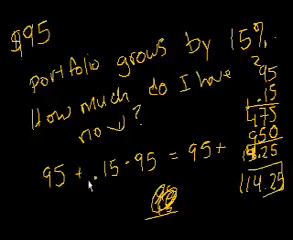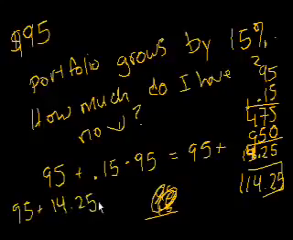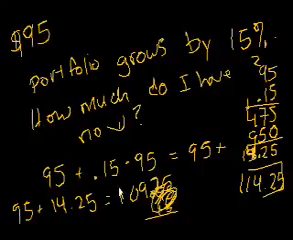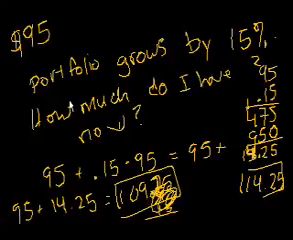So the answer is going to be 95 plus 15% of 95, which is the same thing as 95 plus 14.25. Well, that equals what? 109.25. Notice how easy I made this for you to read, especially this 2 here. So if I start off with $95 and the amount of money I have grows by 15%, I'll end up with $109.25. Let's do another problem.